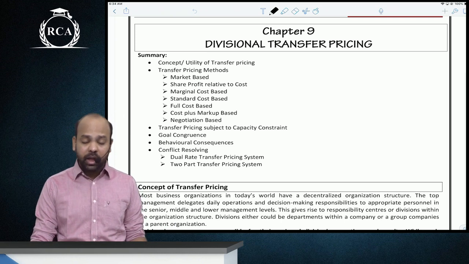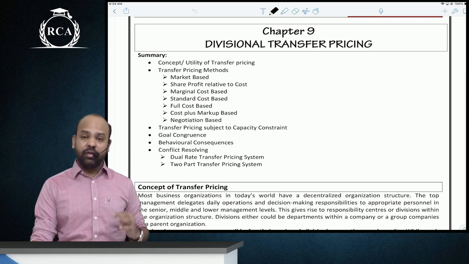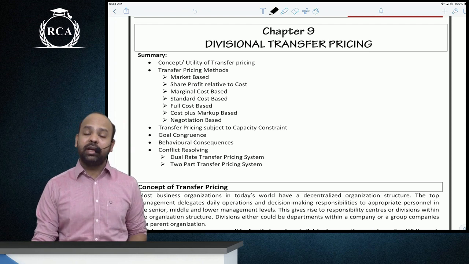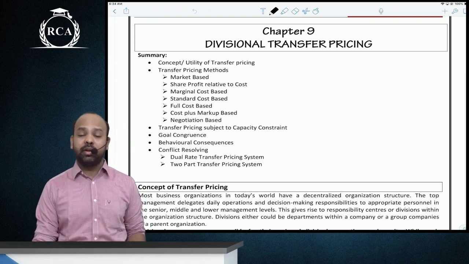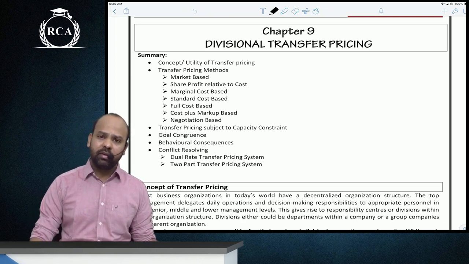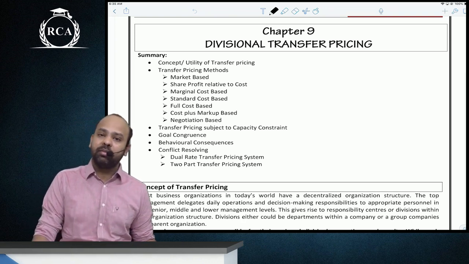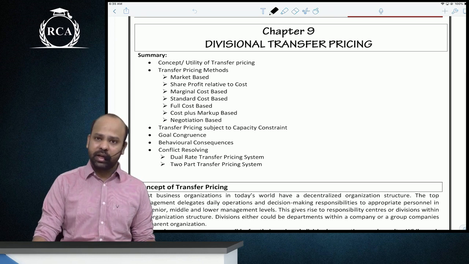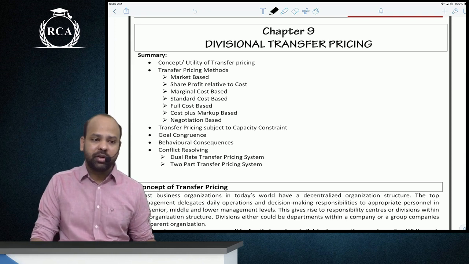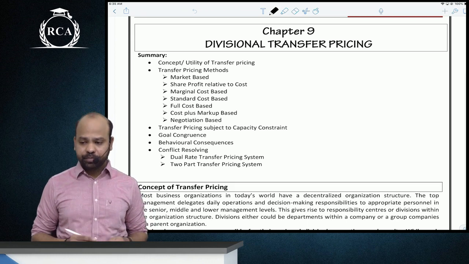When you know there is a responsibility center, obviously there is performance evaluation of that responsibility center as well. Whoever is a divisional manager, whoever is a divisional head, his performance would be evaluated based on certain metrics. In the entire previous chapter, we learned that we should not concentrate only on financial measures. There should also be non-financial measures taken into consideration for the purpose of performance evaluation.